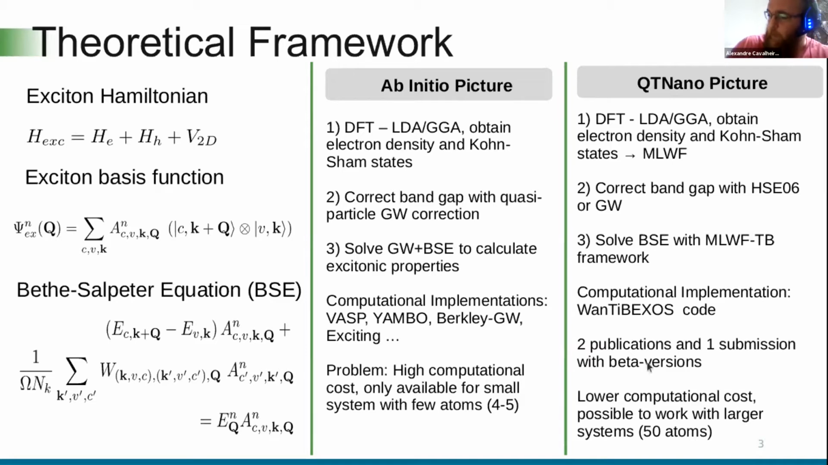The main difference of our code is that, as we are using maximally localized Wannier functions, the computational cost is lower, and we can work with larger systems. In this submitted paper, we can work with 50 atoms, which is 10 times larger than the systems that people today are solving with ab initio methods. So this is one of our main advantages. Of course, we can also keep a good precision in our results.